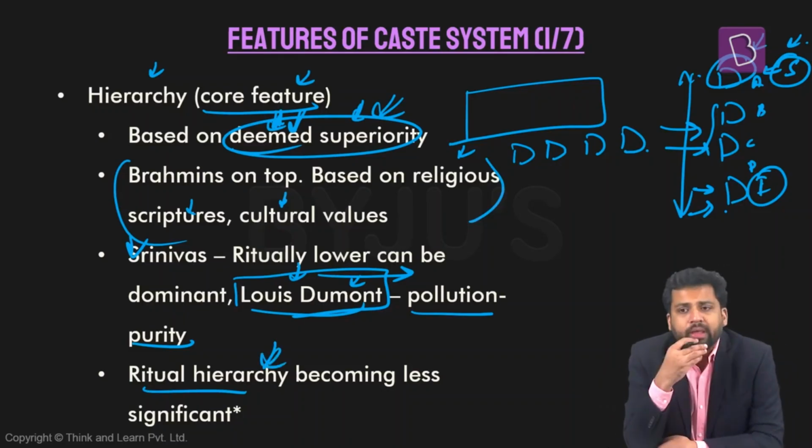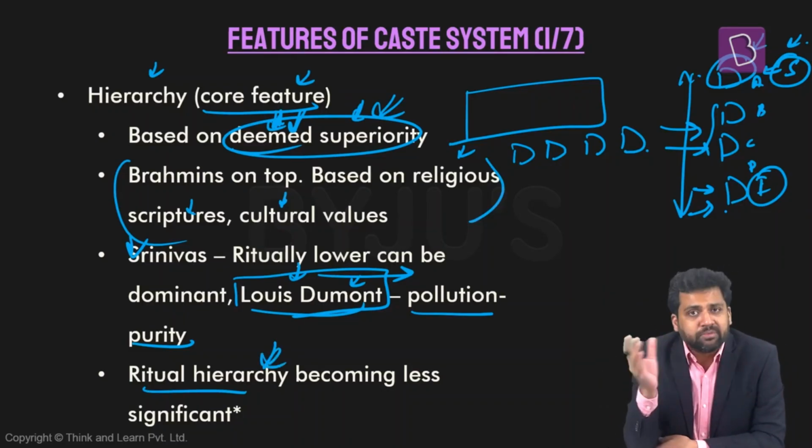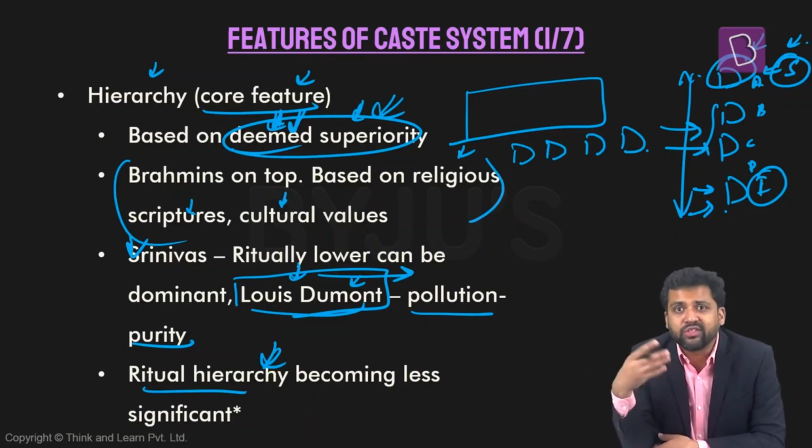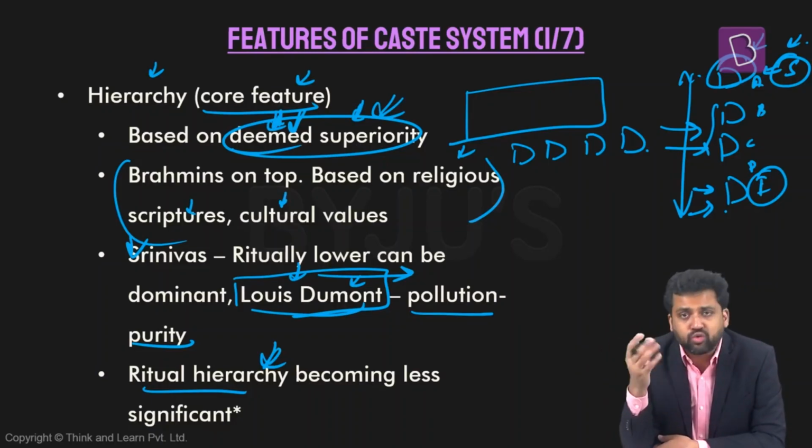But over a period of time, ritual hierarchy might not be as important. Ritual hierarchy is becoming less significant. Why? Because of modernization. Because of modernization, you are exposed to different kinds of modern ideas. People are questioning all these things. Certain things are biological, and saying that they are impure might not be right. Also, all these pollution, purity, distance can't be maintained. So people are now more rational, more scientific, especially in urban areas. So ritual hierarchy, all these things are becoming less significant.